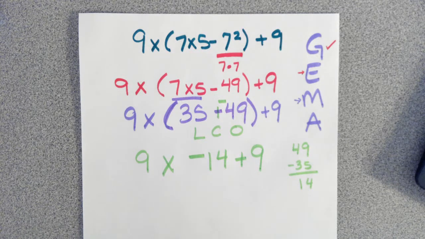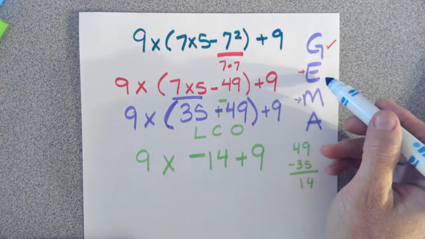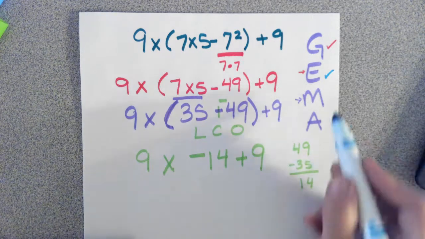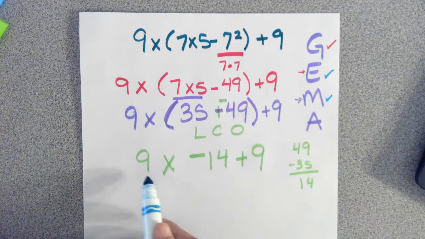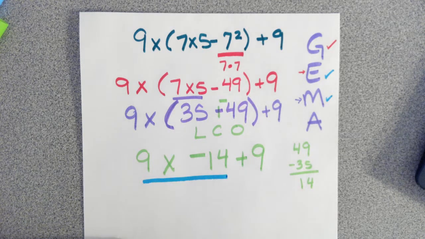Okay, we're doing a great job. Let's keep going. Almost done. We've done all the grouping. Are there any exponents we missed? I don't see any, so I think we're good. Now we're at multiplicative. So as I go from left to right, I see we have 9 times negative 14.